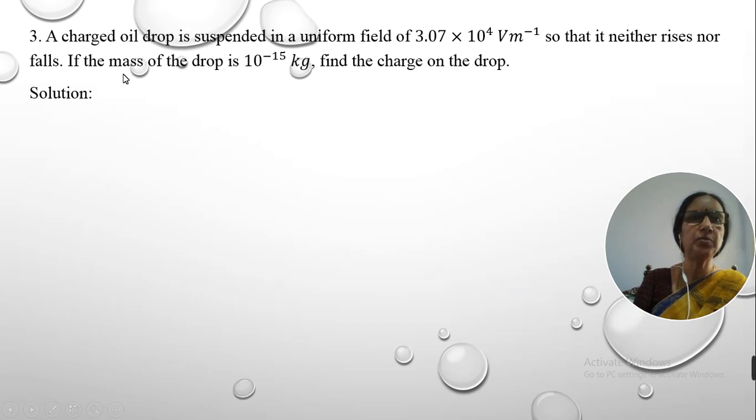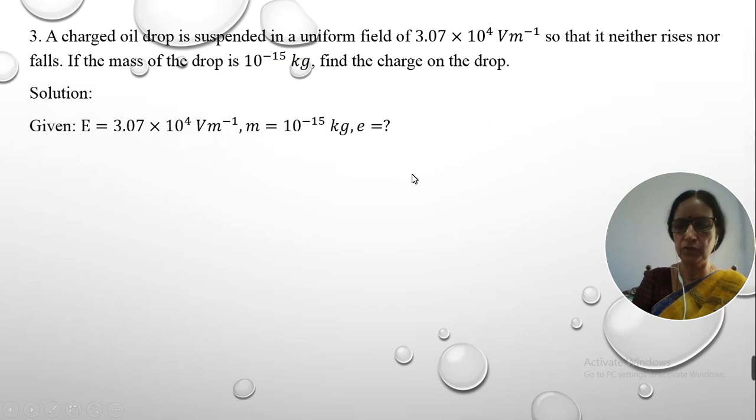Okay, so the next problem is again of a similar type. A charged oil drop is suspended in a uniform field, sorry, not magnetic field. The field means the electric field we are using in this experiment. So uniform field, so that it neither rises nor falls. Again the same condition here: the force due to the electric field must be equal to the force due to the gravitational field. The mass of the drop is given, and the charge is to be determined. Okay, so write down the given values first.